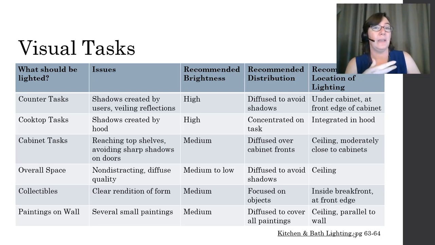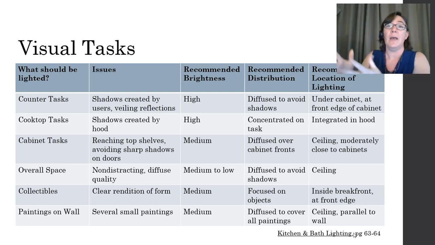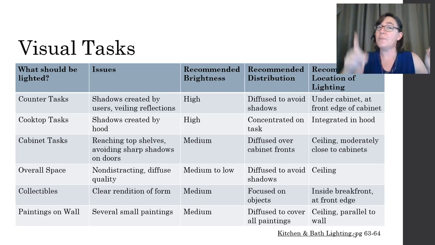For the paintings on a wall, one of the problems is if you have a single big beautiful painting, okay, you can provide specialty lighting for that one item. But what if you've got several small ones? And the recommendation for that is to provide more diffuse light to cover all of the individual paintings. This should be located in the ceiling parallel to the wall.